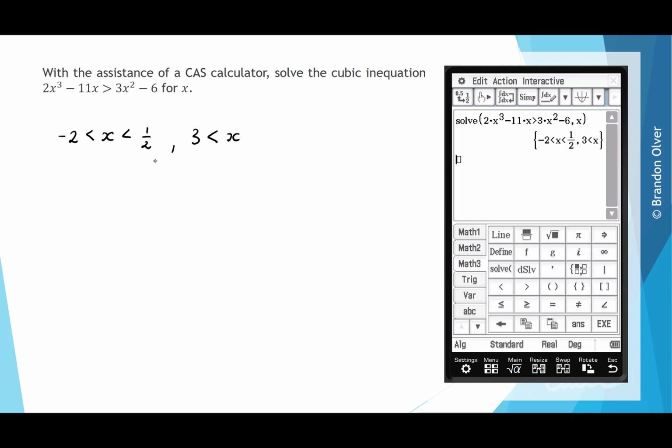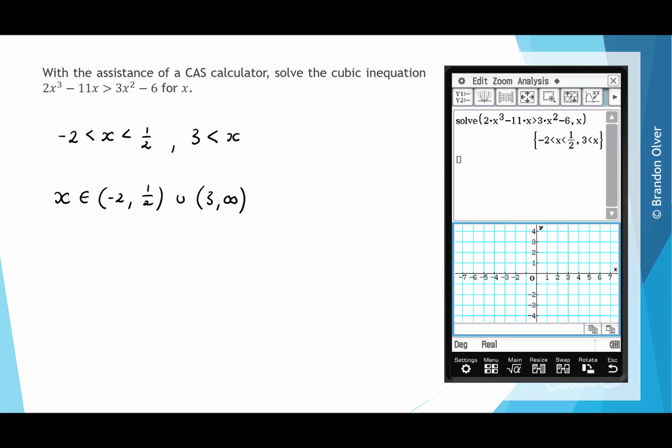We can also interpret this set notation in interval notation, which would be x is an element of minus 2 not included to a half also not included, union with 3 not included to infinity. So that's the equivalent solution in interval notation. On the calculator, we can also interpret this graphically.